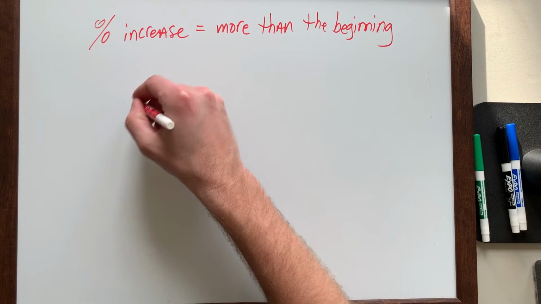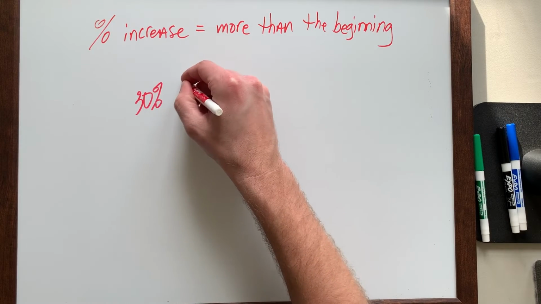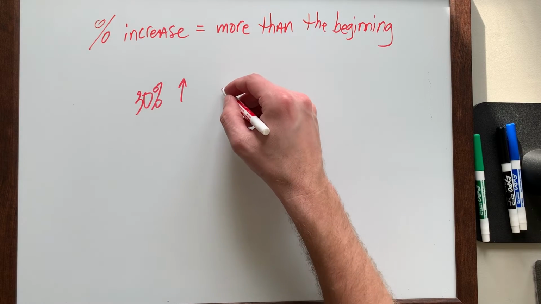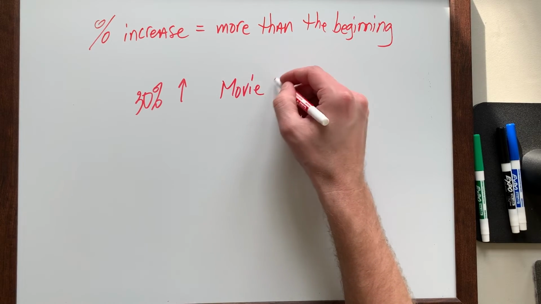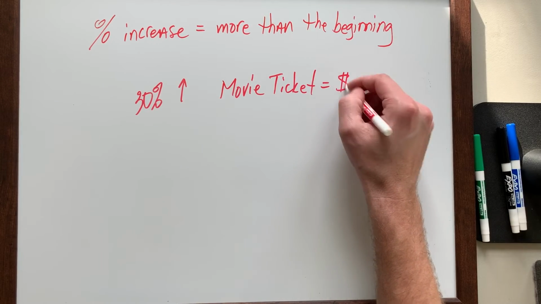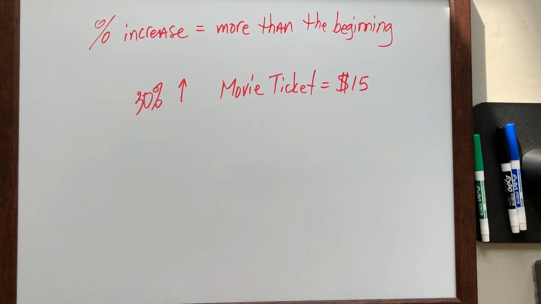All right, let's try another example. What if there is a 30% increase on the cost of movie tickets? And let's say that a movie ticket costs $15, okay? $15 movie ticket, and the price is going to go up 30%. How do we calculate this?